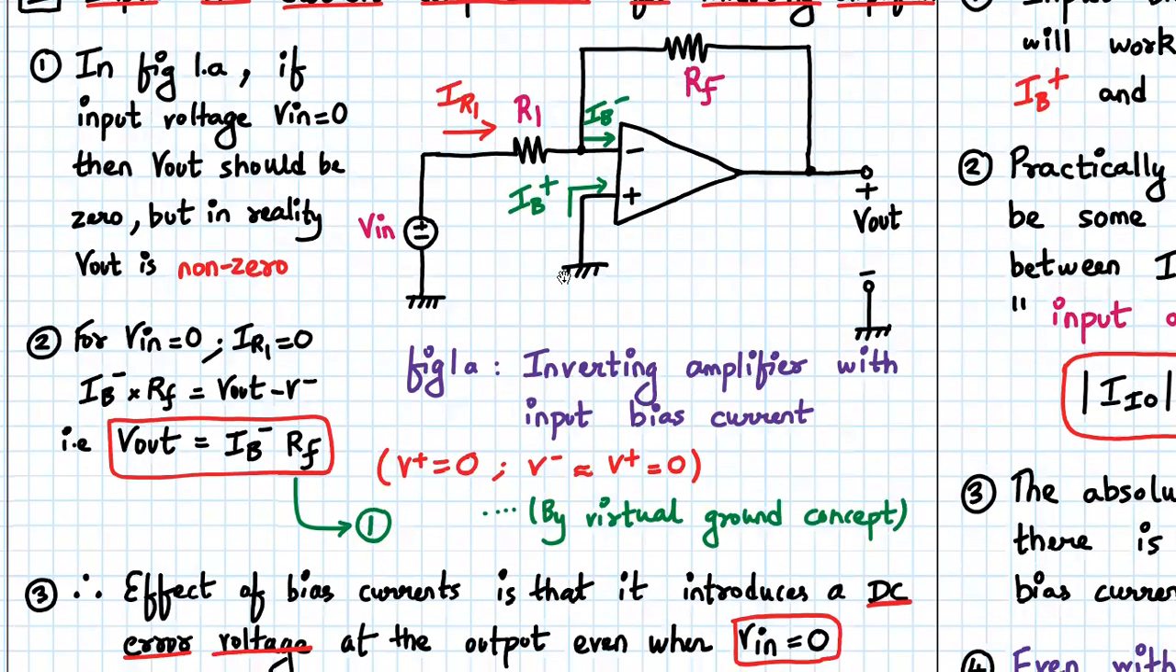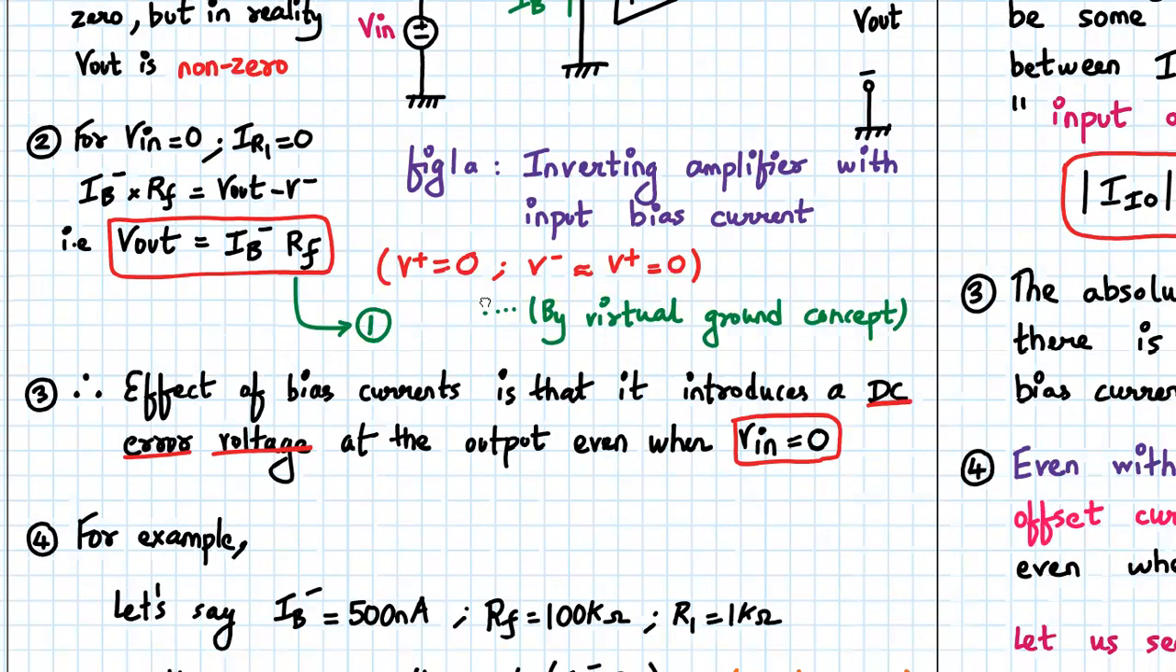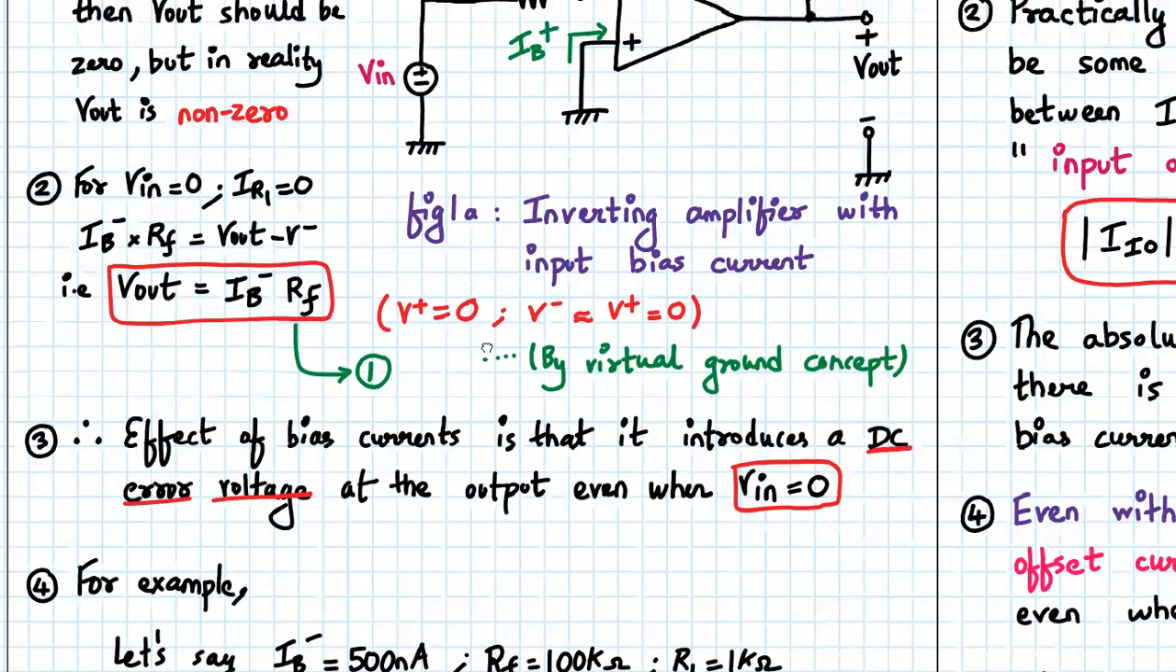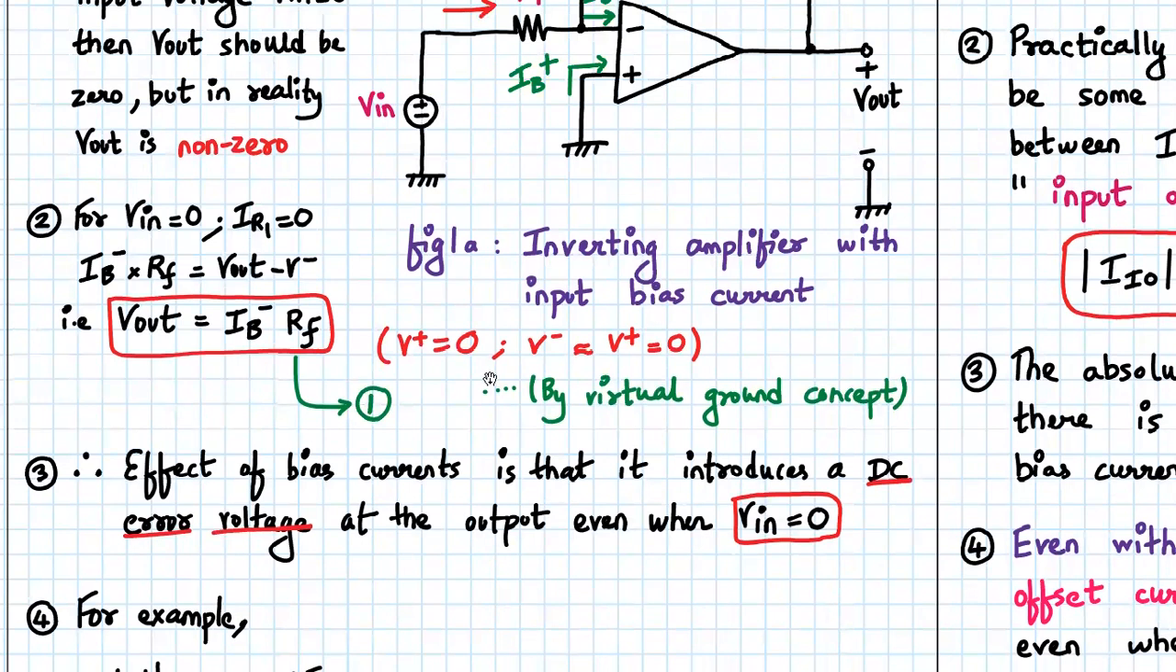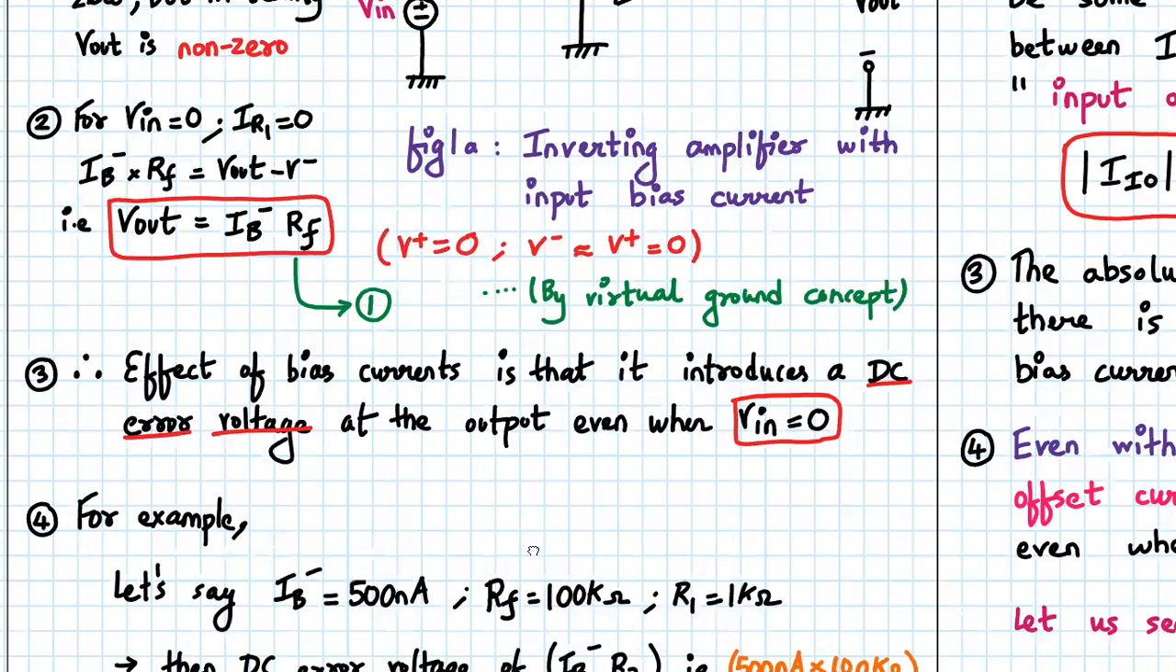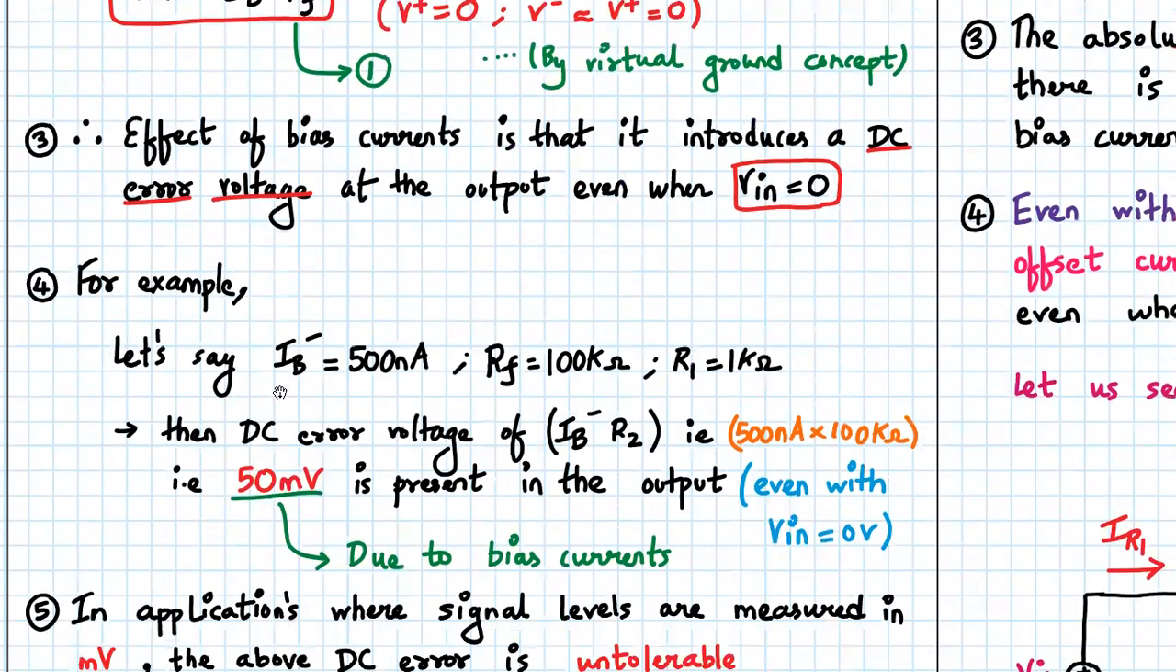So what it means is, even if Vin is 0, there is a voltage drop at the output, that is IB minus into RF, which is present. So the effect of bias current is that it introduces a DC error voltage at the output even when Vin is equal to 0. Okay. And we'll see one example, a worst case scenario for IB minus.